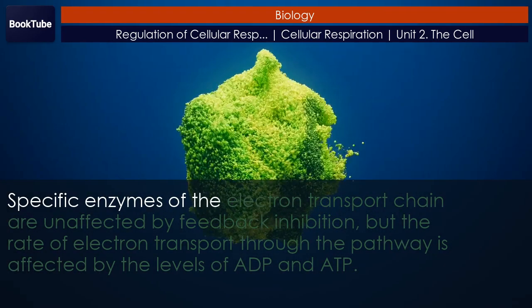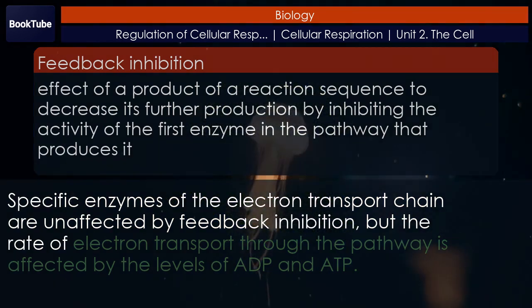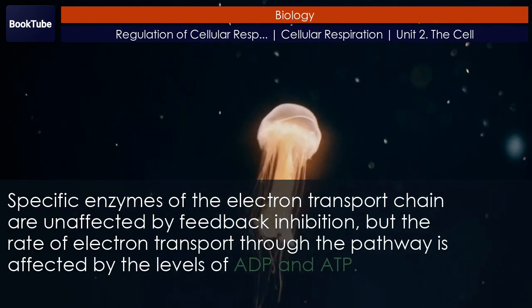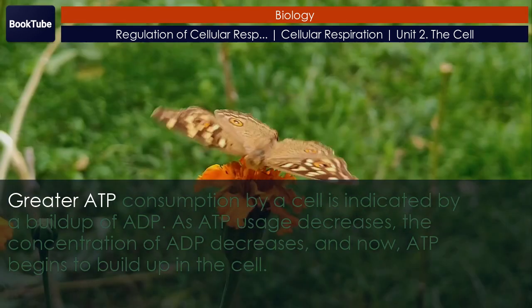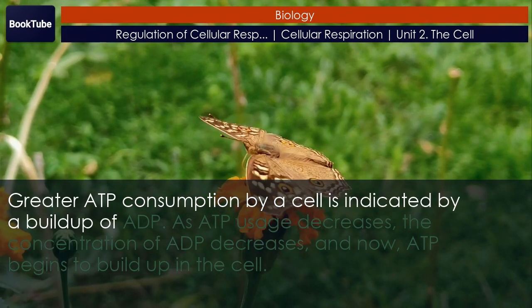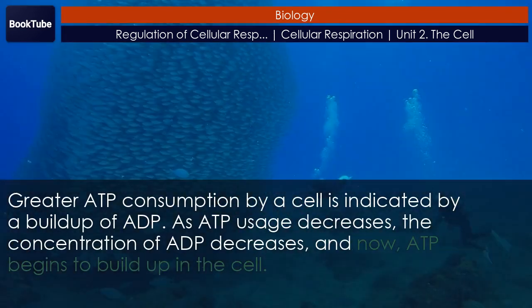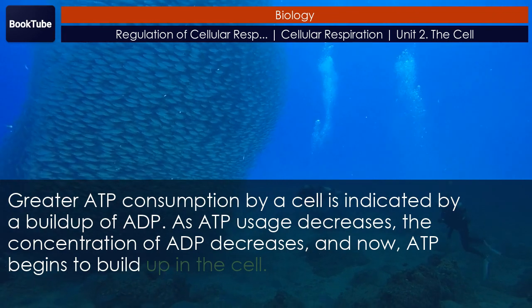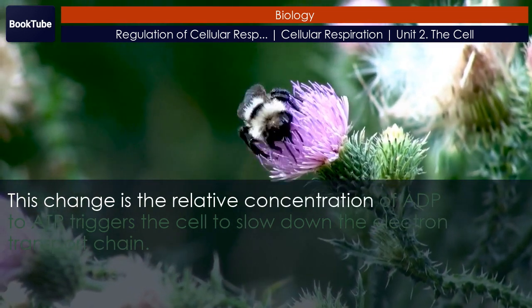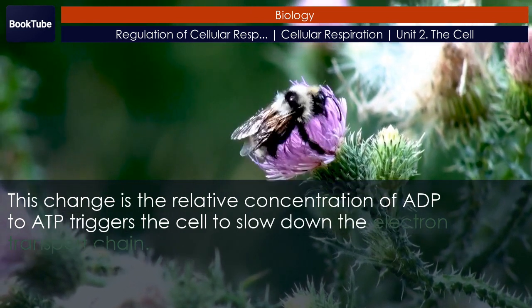Specific enzymes of the electron transport chain are unaffected by feedback inhibition, but the rate of electron transport through the pathway is affected by the levels of ADP and ATP. Greater ATP consumption by a cell is indicated by a buildup of ADP. As ATP usage decreases, the concentration of ADP decreases, and now ATP begins to build up in the cell. This change in the relative concentration of ADP to ATP triggers the cell to slow down the electron transport chain.